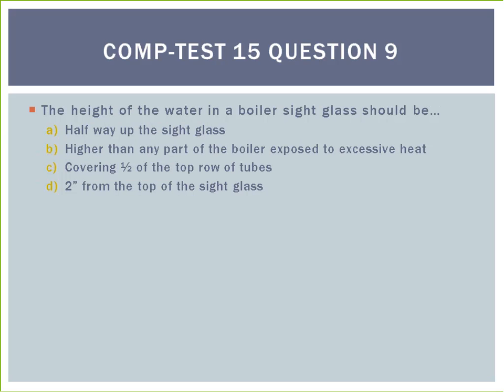Comp Test 15, question number 9. The height of the water in a boiler sight glass should be A, halfway up the sight glass, B, higher than any part of the boiler exposed to excessive heat, C, covering half of the top row of tubes, or D, 2 inches from the top of the sight glass.